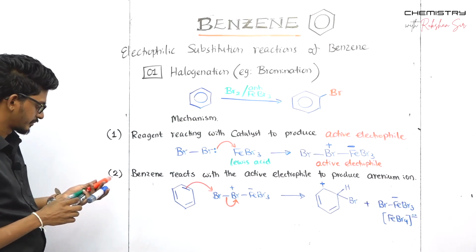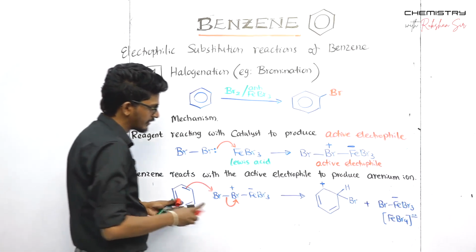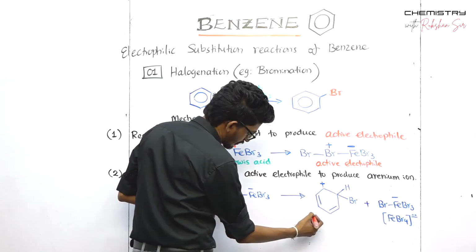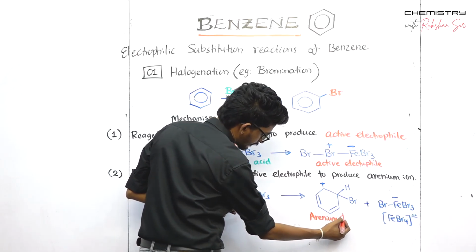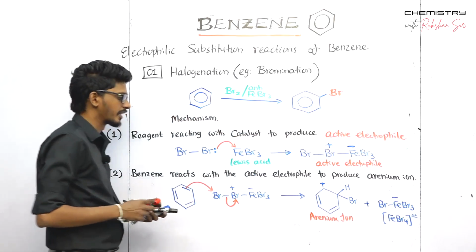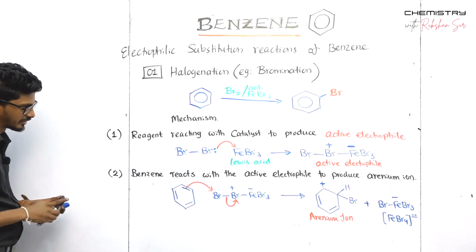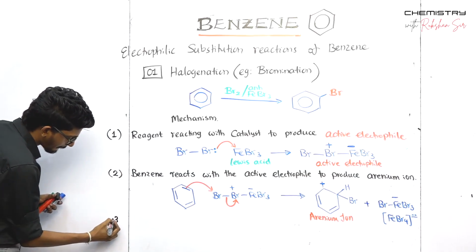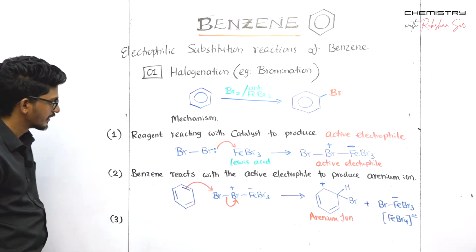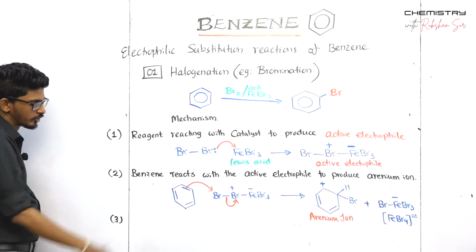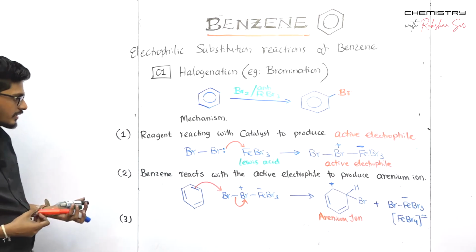Next one, third step. Before that, this is referred to as the arenium ion. It's a kind of carbocation. Next step, step number 3, is the resonance stabilization of the co-produced arenium ion. That is the third step.